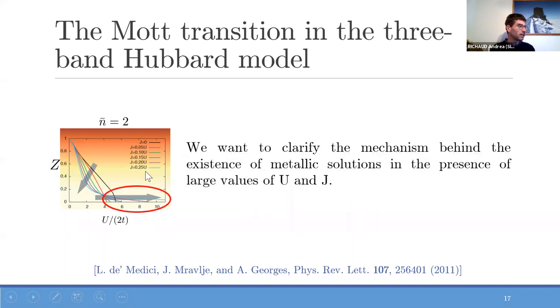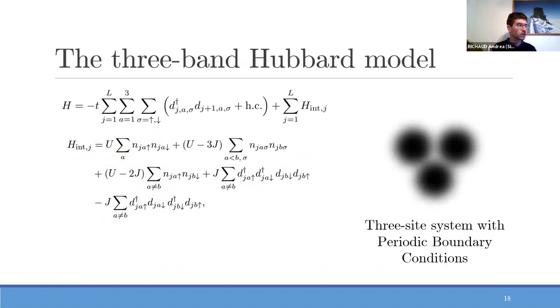In the following part of my talk, I want to clarify the mechanism behind the existence of metallic solutions in the presence of large values of U and J. So in spite of the fact that U and J tend to constrain electron mobility, I will show you that instead you will have a nice metal. And to do it, I will consider our model Hamiltonian on the simplest possible non-trivial circuit that you can build. That means a three-site system with periodic boundary conditions. You can look at it as the simplest circuit that you can realize.